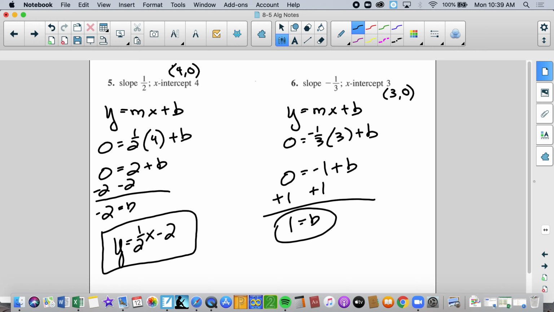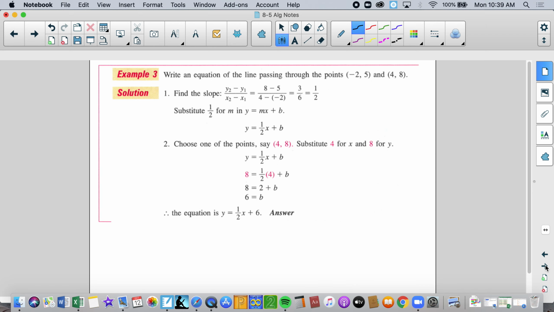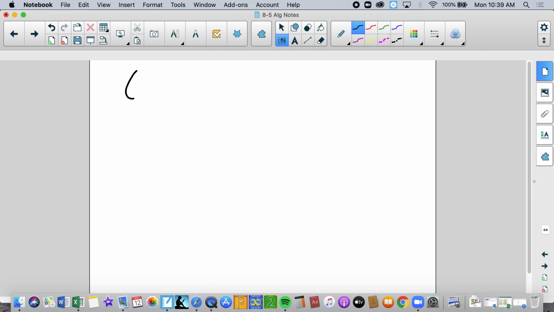So what is my equation now? Y equals -1/3 x plus 1. That is the equation for that line with a slope of -1/3 and an x-intercept of 3. The next example that they give you is the points (-2, 5) and (4, 8). So you're given 2 points, (-2, 5) and (4, 8).